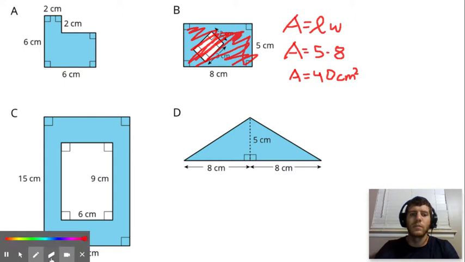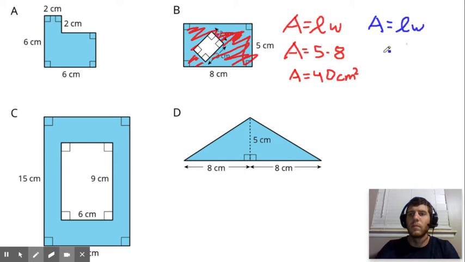But we don't want that whole area, we just want the shaded part. So we're going to have to subtract out the area of this little rectangle. This little rectangle is 2 by 3. Again, it's a rectangle, so we have length times width. So 2 centimeters by 3 centimeters will give us an area of 6 centimeters squared. So that's your unshaded region.